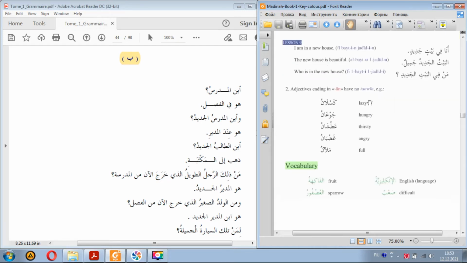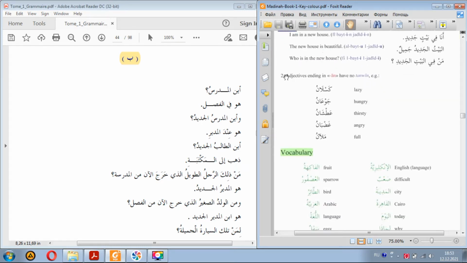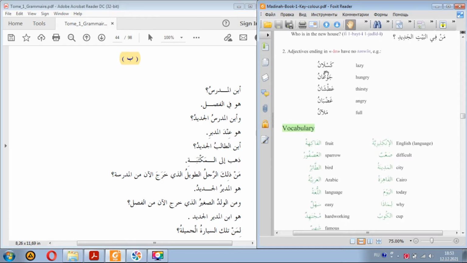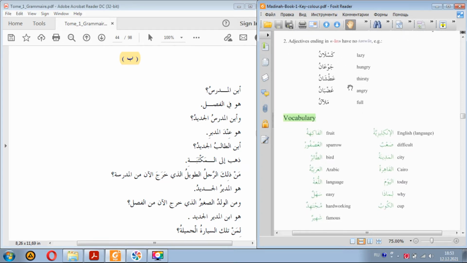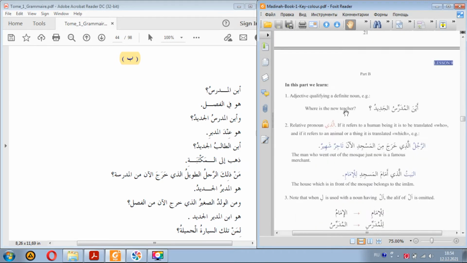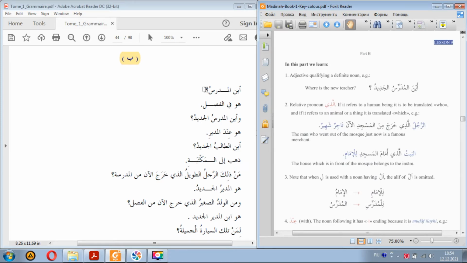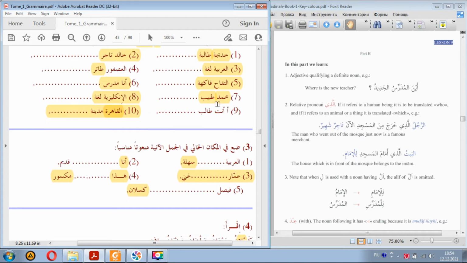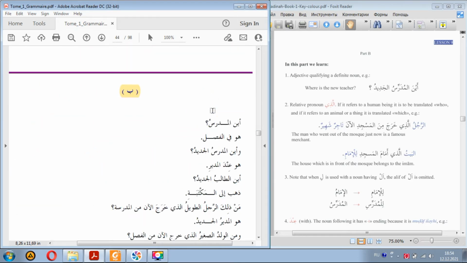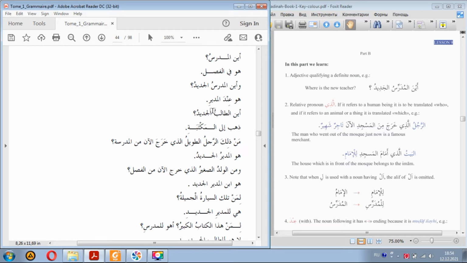And also the second thing that we learned in the previous lesson is that when adjectives have alif and nun in the end, they never take tanween, like kaslanu, jaw'anu, atashanu. And that's it. That's all that we learned in the previous lesson. And you were supposed, of course, to do all the exercises to establish yourselves deeper in the understanding of what we learned in the previous lesson.